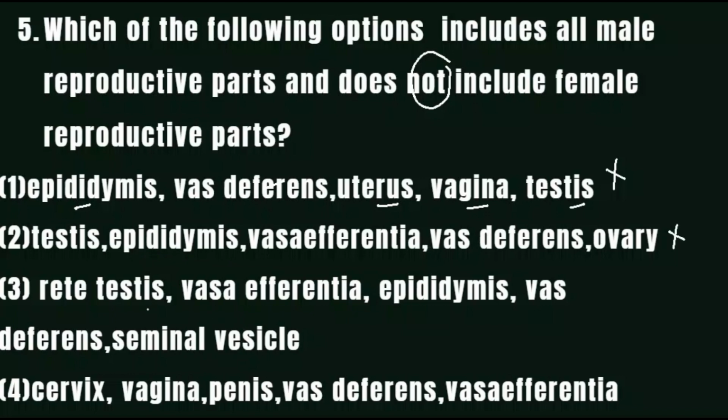Option 3, rete testis, vasa efferentia, epididymis, vas deferens, seminal vesicle. This is correct. Let's see the fourth option. Cervix, vagina, penis, vas deferens, vasa efferentia. This is not correct. So the answer is option 3.